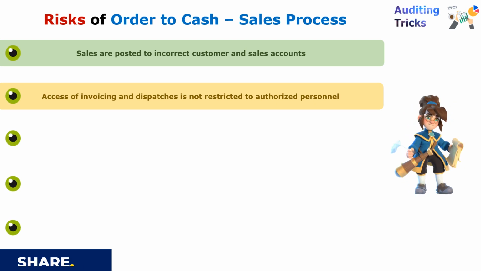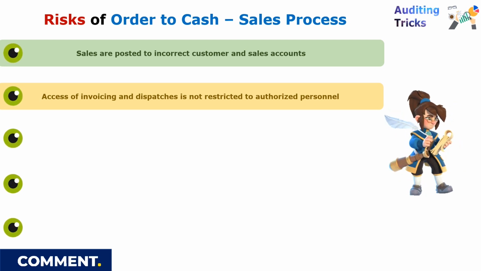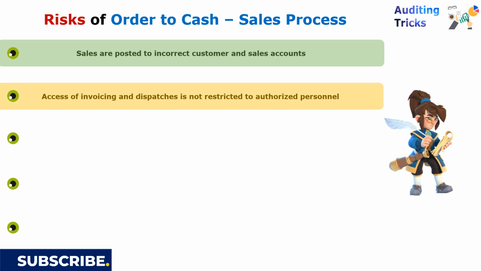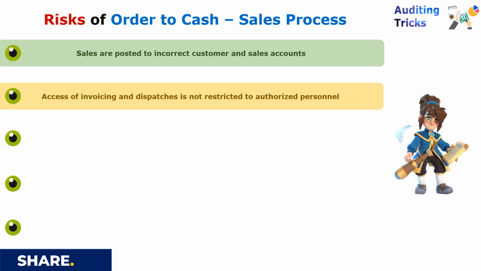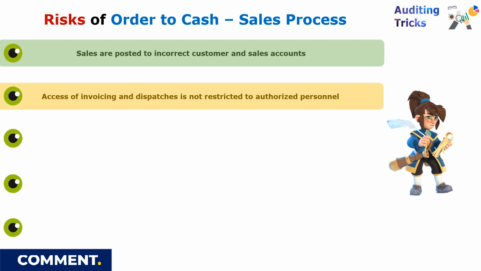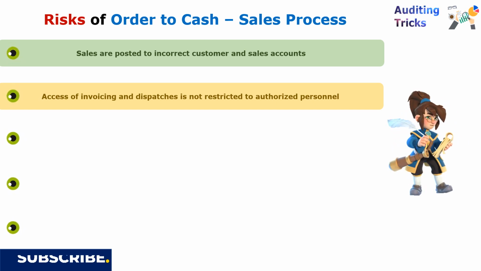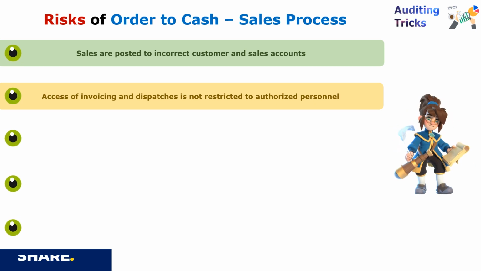Access of invoicing and dispatch is not restricted to authorized personnel. Here we need to ensure that access to post sale invoices was restricted to defined staff only. It is also not a fraud risk and can be rated as a medium risk.